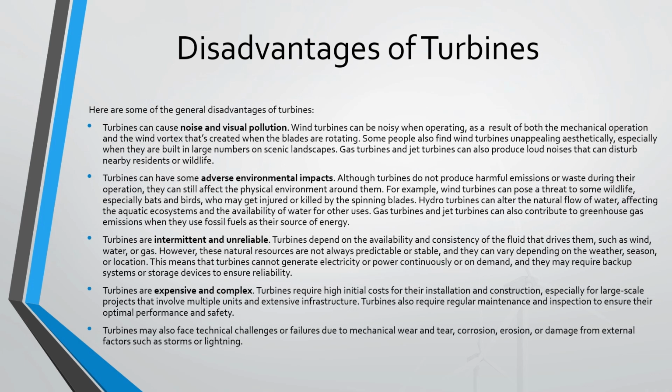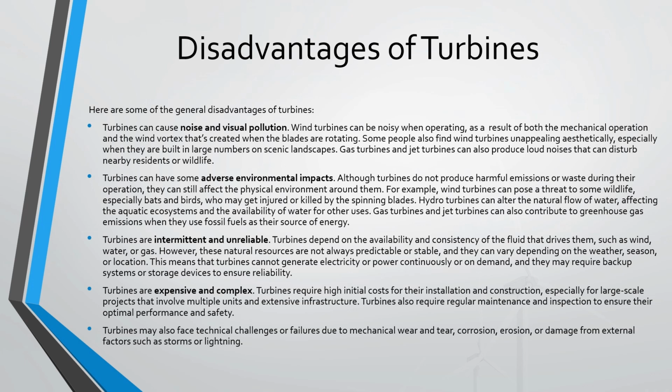Turbines depend on the availability and consistency of the fluid that drives them, such as wind, water, or gas. However, these natural resources are not always predictable or stable, and they can vary depending on the weather, season, or location.